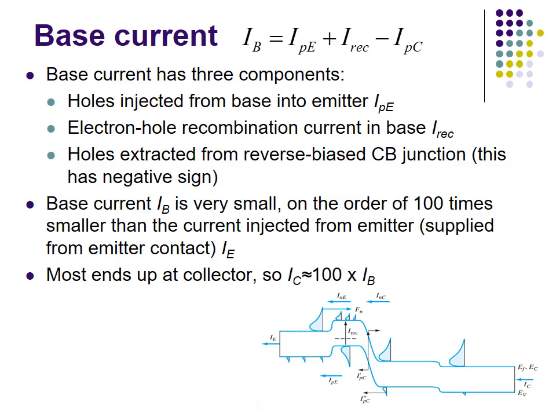Base current has three components: holes injected from base into emitter, IPE, electron-hole recombination current in base, IRAC, and holes extracted from the reverse bias CB junction. Generally, base current is very small, in the order of 100 times smaller than IE. Almost all IE will become IC. Thus, we can also say that IC is 100 times larger than IB.